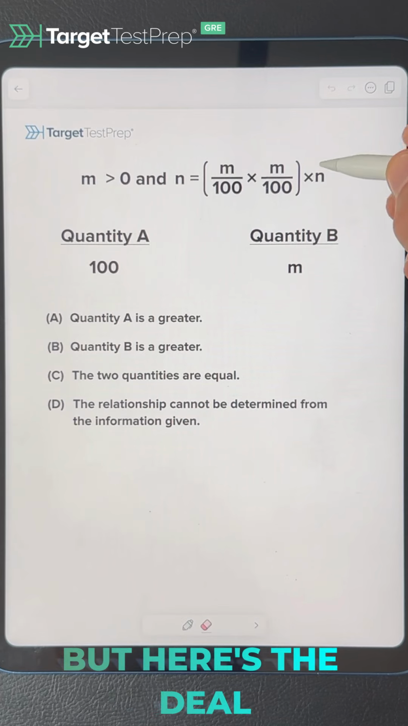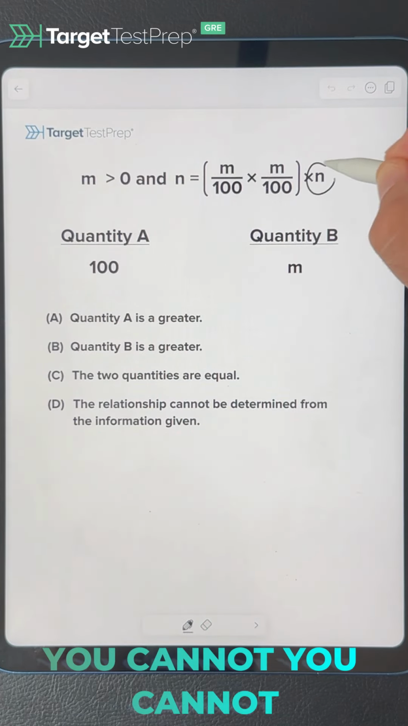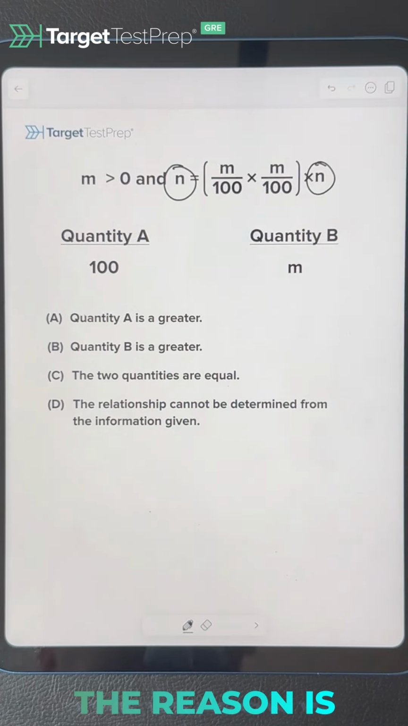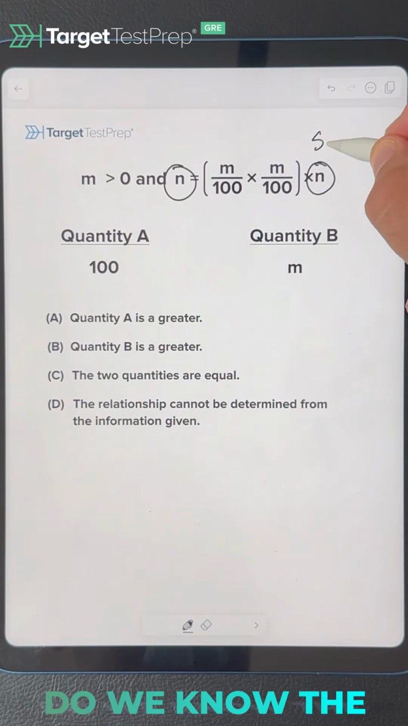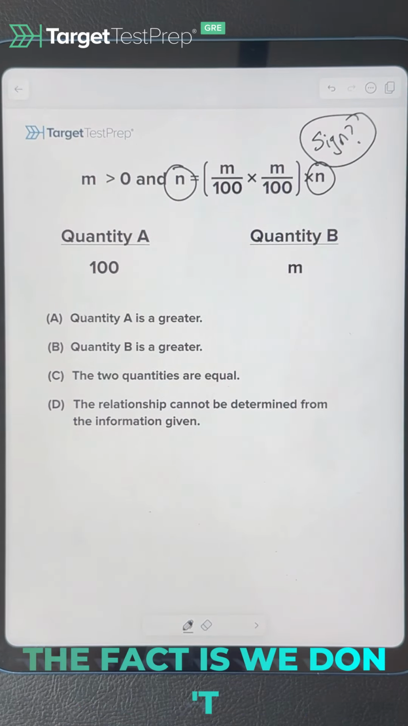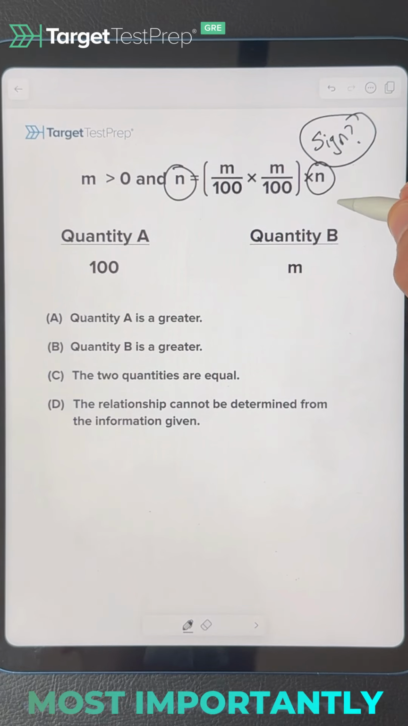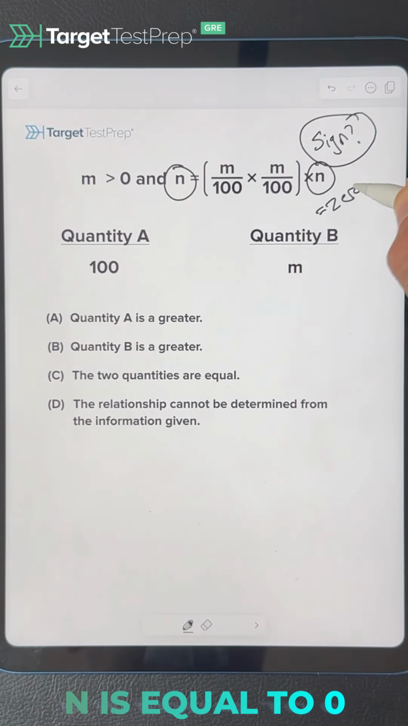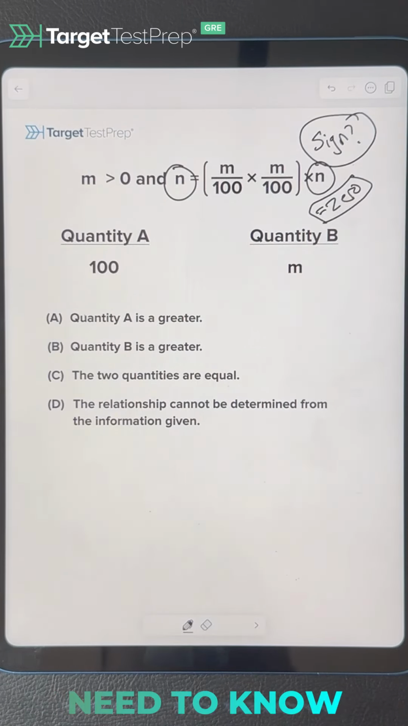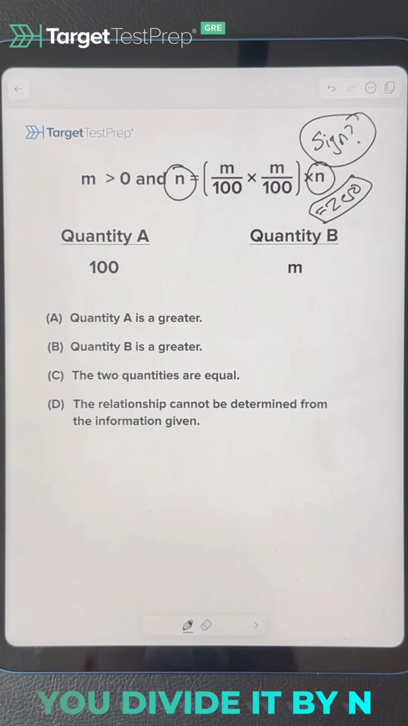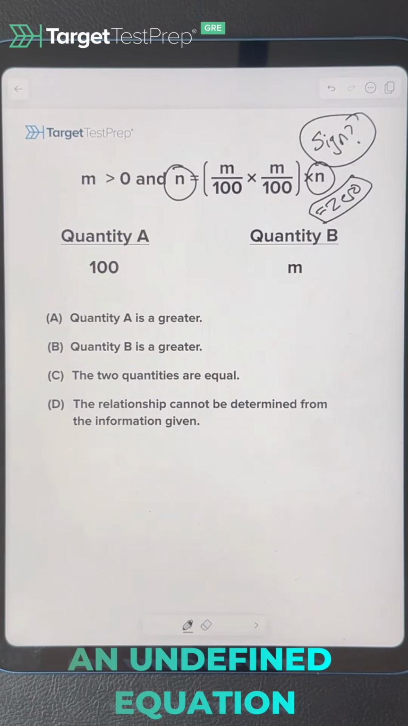But here's the deal. You cannot divide by n. The reason is, do we know the sign of n? The fact is we don't. We don't know if it's positive or negative. Most importantly, do we know if n is equal to 0? That's really what we need to know. If it is, and you divide by n, you would have created an undefined equation.